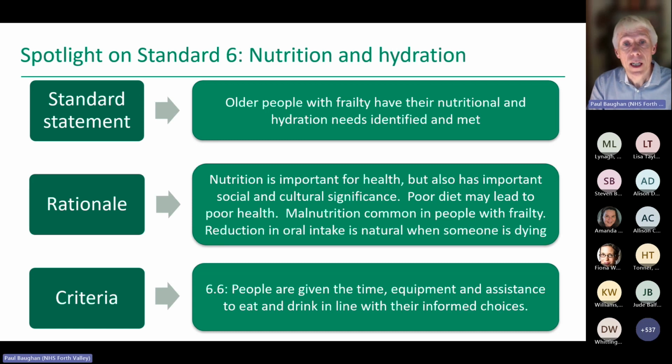And so Standard 6 starts with a statement that says, older people with frailty have their nutritional and hydration needs identified and met. It then lists the rationale, highlighting some of the points that I mentioned on the previous slide. And there are 11 criteria within this standard, one of which is criteria 6.6, which says people are given the time, the equipment and assistance to eat and drink in line with their informed choices.